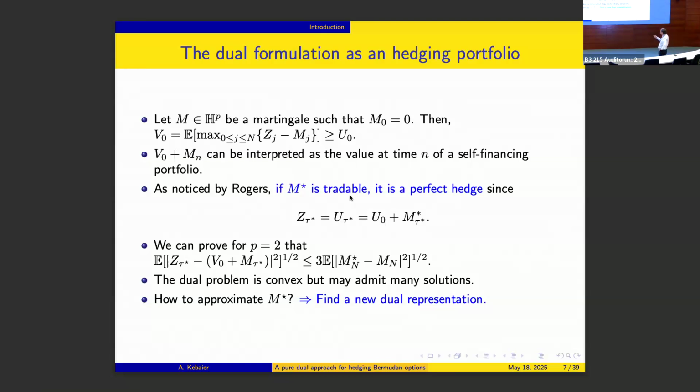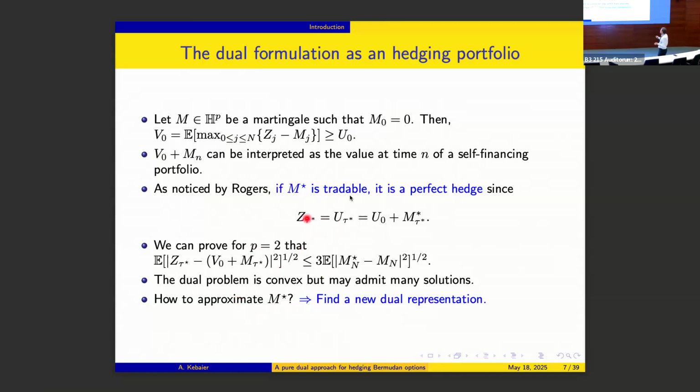What we can notice is that from the dual formulation, this V0 is a natural upper bound for the price. If we choose a martingale on the market, think of the discounted asset price, this is tradable on the market. So if we start from this V0 plus M_n, this can be interpreted as a self-financing portfolio. And as noticed by Rogers, if M star by chance is tradable on the market, then you have a perfect hedge in this case.